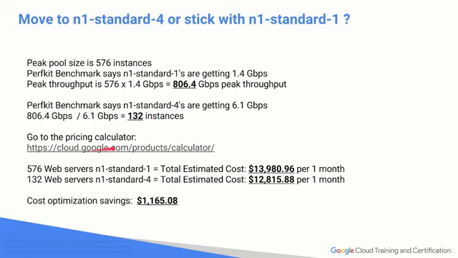Now let's go to the Google Cloud Calculator, and in this case we can see the cost for 576 single core machines versus 132 quad core actually come in with about a $1,100 price difference. So that's almost $12,000 per year.